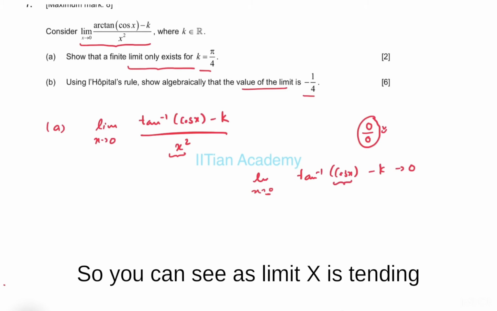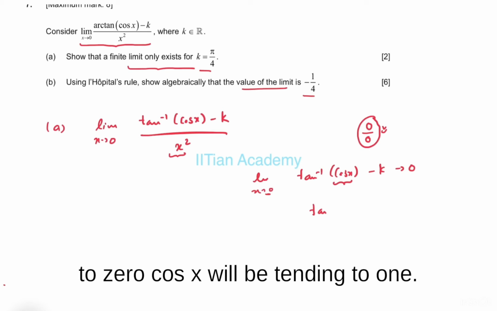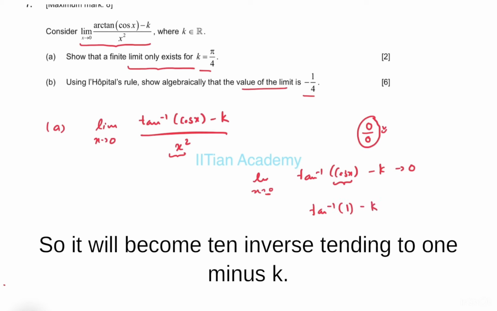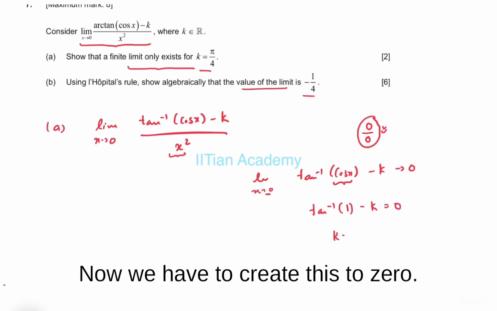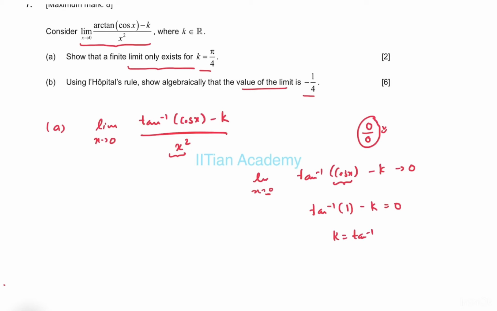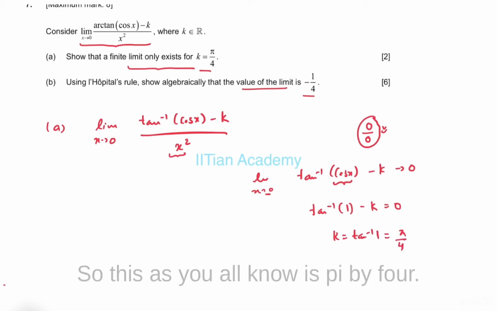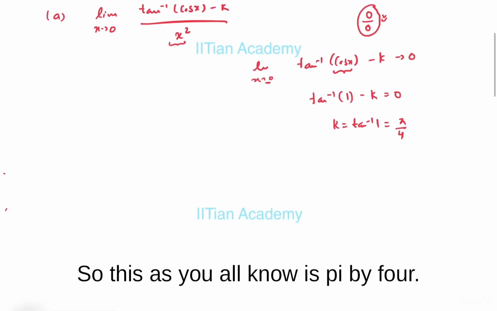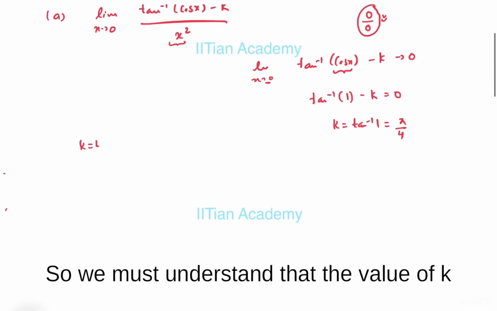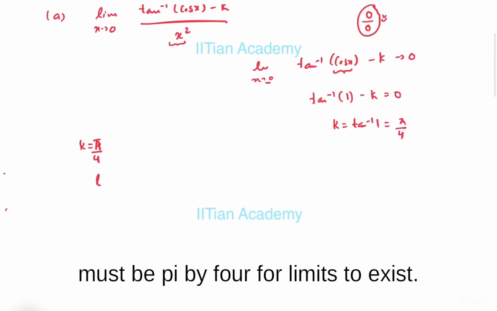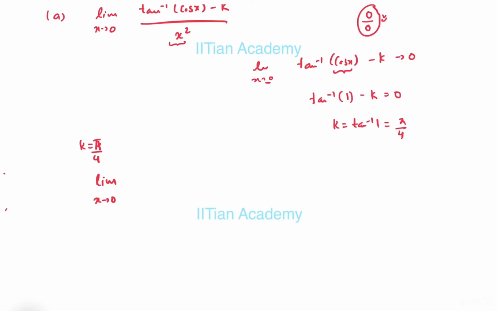So you can see as x is tending to 0, cos x will be tending to 1. So it will become tan inverse 1 minus k. Now we have to equate this to 0. So k will be equal to tan inverse 1. So this, as you all know, is pi by 4. So we must understand that the value of k must be pi by 4 for limit to exist.